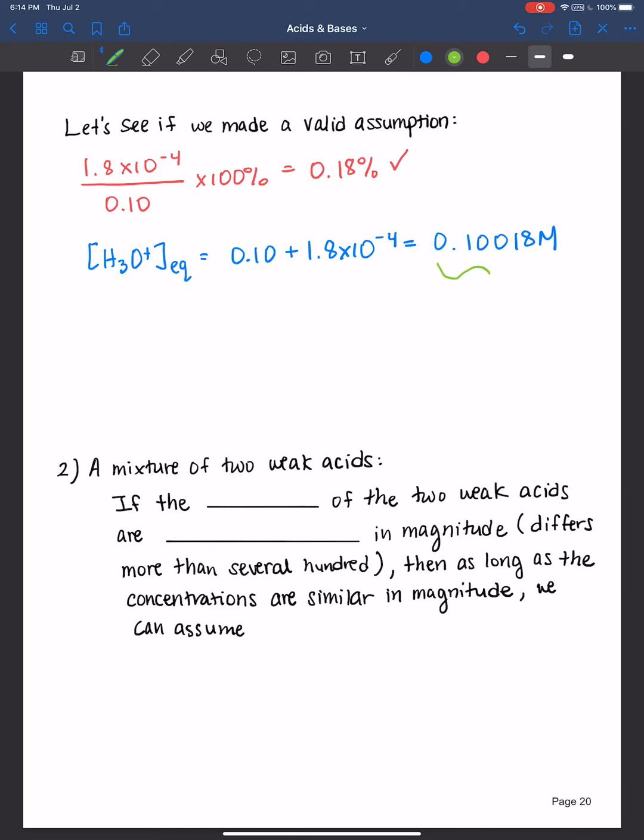So therefore, this is such a small amount that has been added, right? That little amount there. Therefore, we can say that the concentration of the hydronium ions is dominantly from the strong acid.